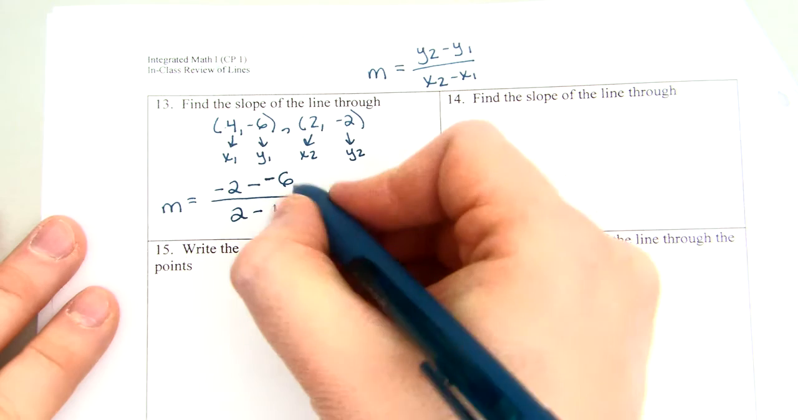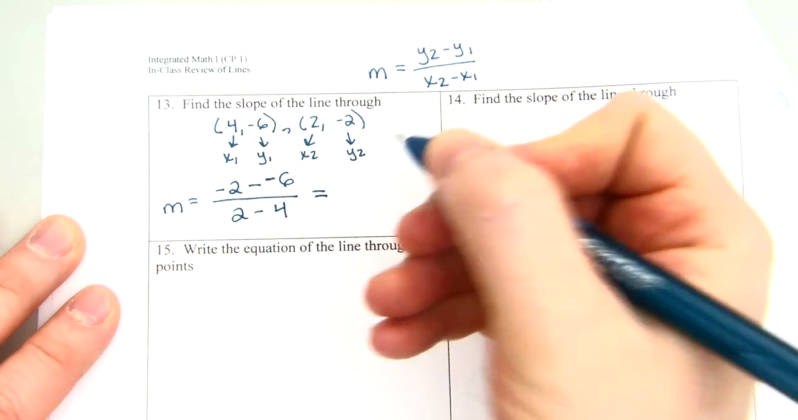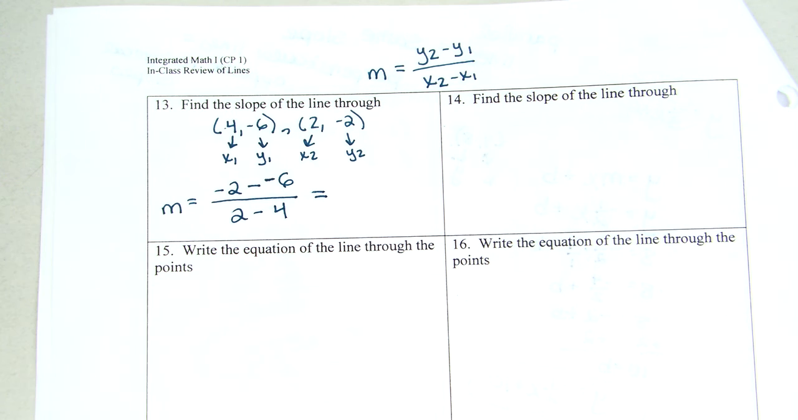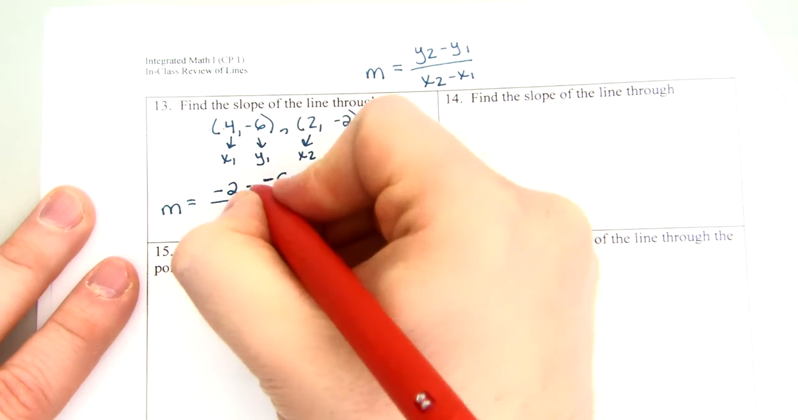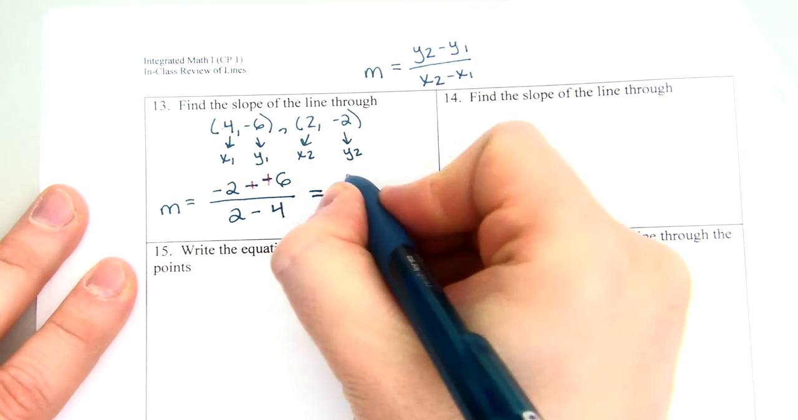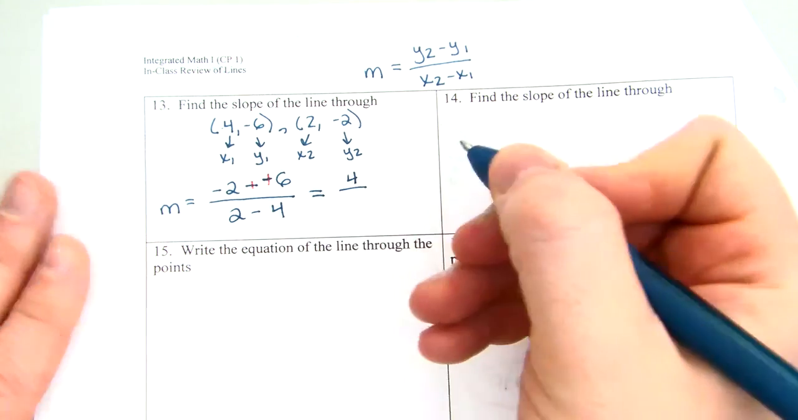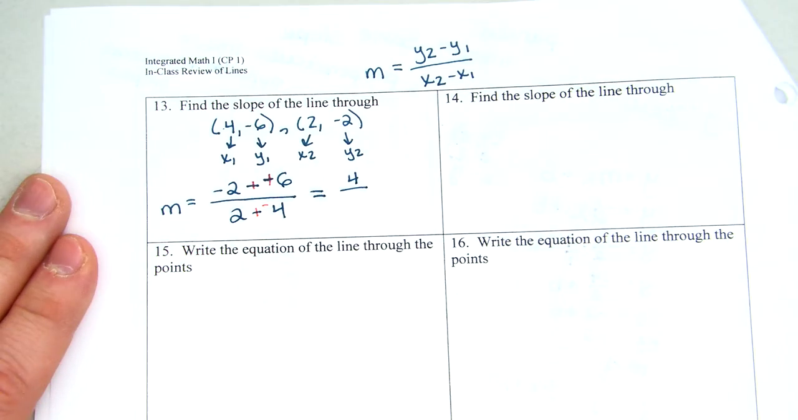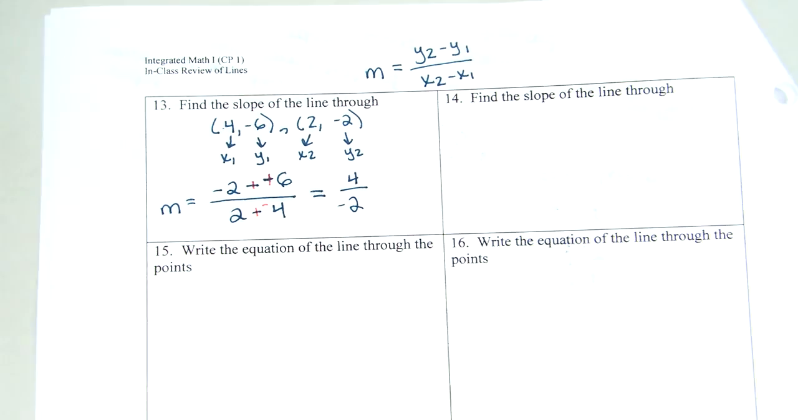Okay, so now, what's the top? 4. Yeah, because remember our double negatives. Negative 2 plus negative 6. We're going to get a 4 up there. Bottom, 2 minus 4, or 2 plus negative 4. Negative 2.